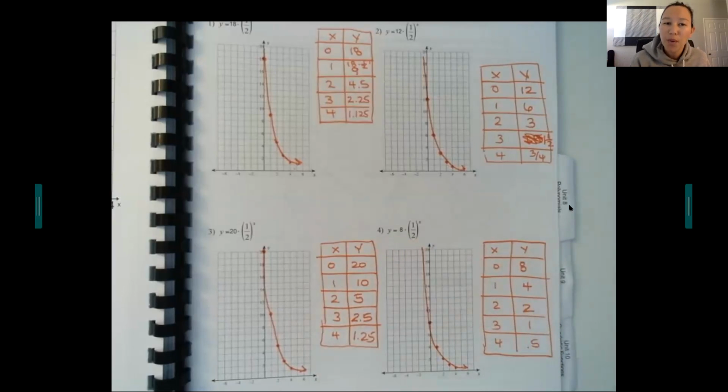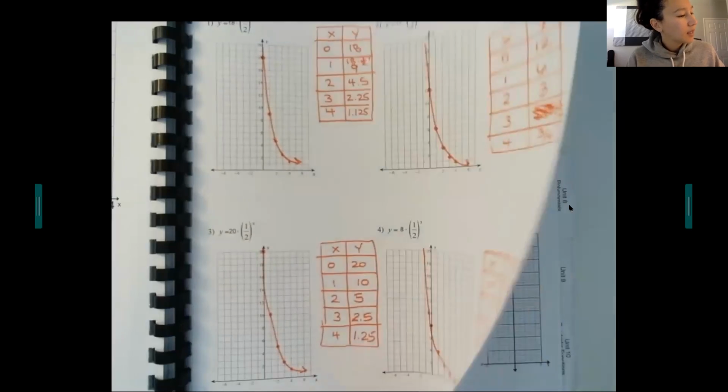And then if it was 1/4, you would divide by 4 each time to get the next value. If it was 1/5, you would divide by 5 each time. But for today, we just wanted to get the big idea of exponential decay, which you guys got. Very good.